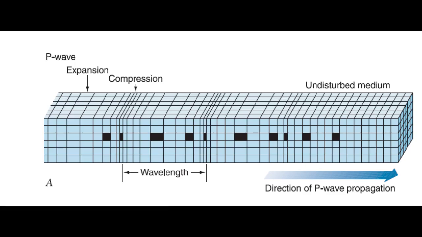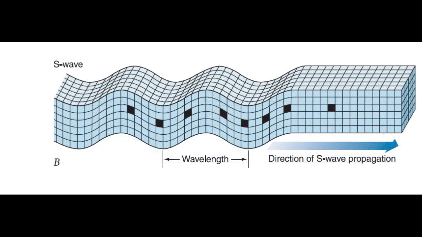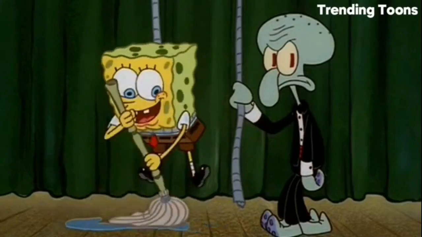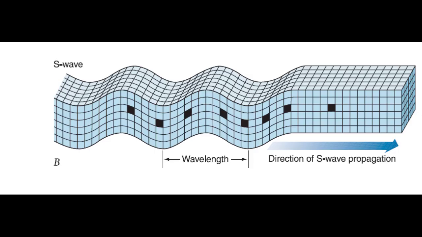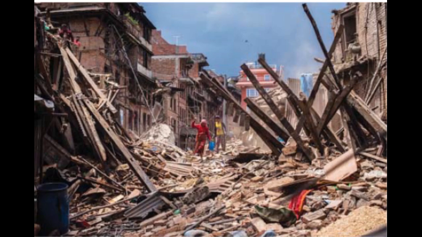The slower, secondary waves are different because they move side to side, rather than pushing and pulling. The damage from earthquakes is the result of those surface waves traveling along the upper crust.